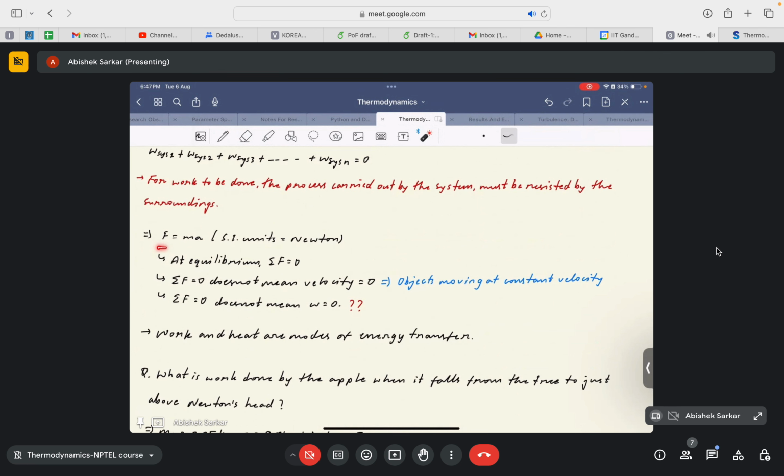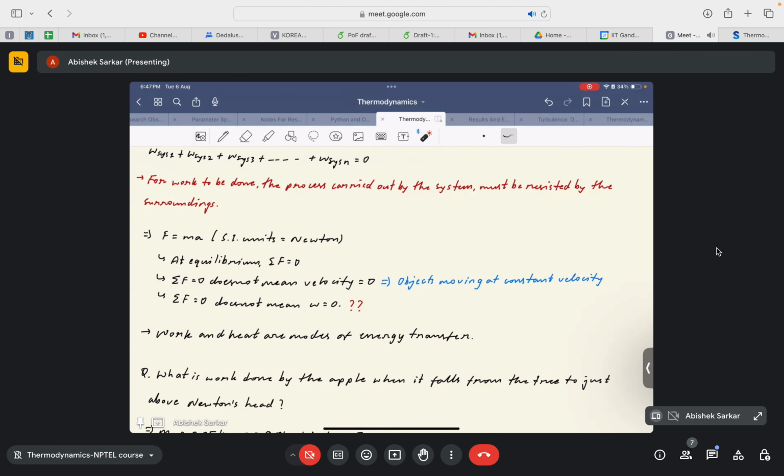So F is equal to ma. It's the second law of motion, and the SI unit is Newton. But at equilibrium, we will have that the summation of all the forces is equal to 0. But the summation of all the forces equal to 0 does not mean that the velocity is 0.